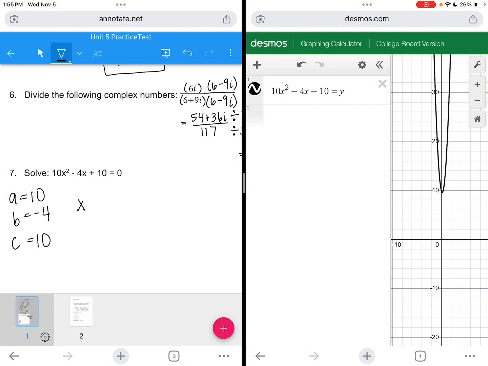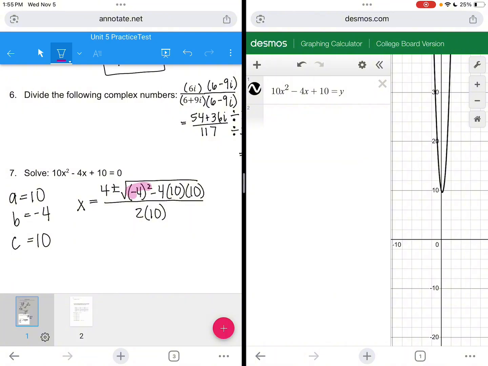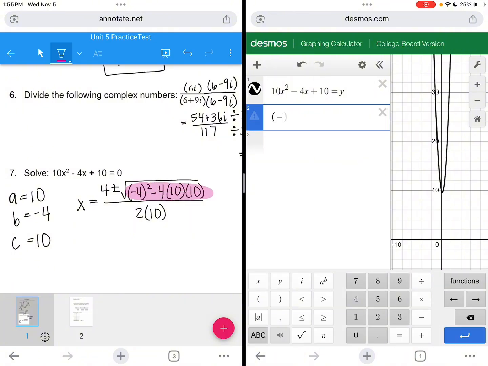So you know that x is equal to opposite b plus or minus the square root of b squared minus 4ac, all over 2a. Now I'm going to go ahead and plug my discriminant into Desmos. So -4, making sure I'm using my parentheses, squared minus 4 times 10 times 10. We're going to get -384.